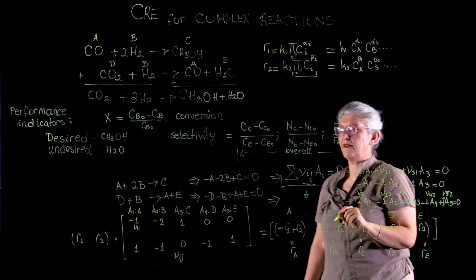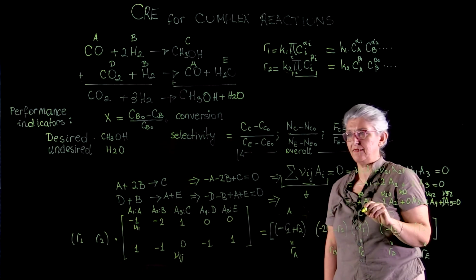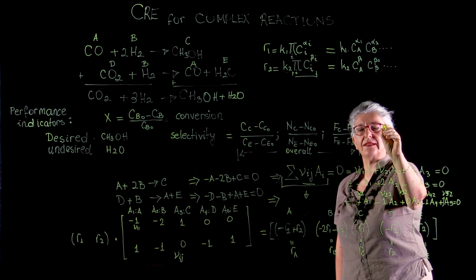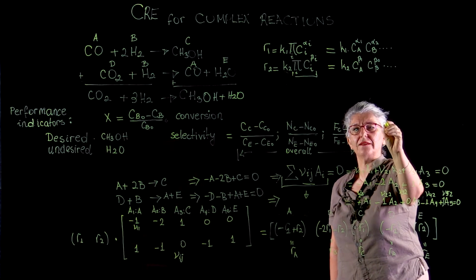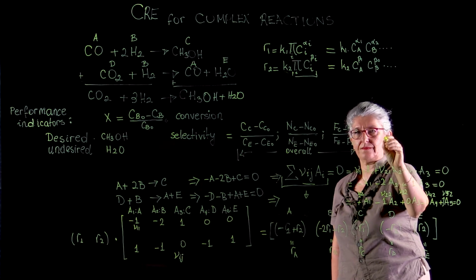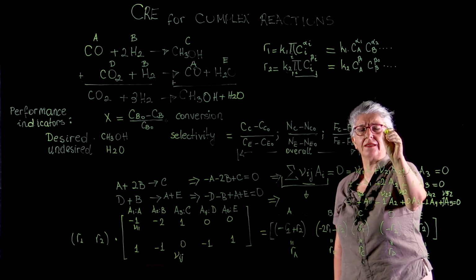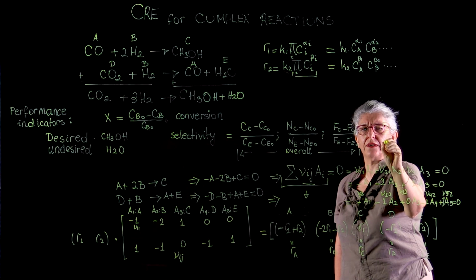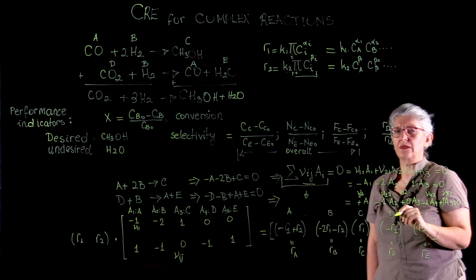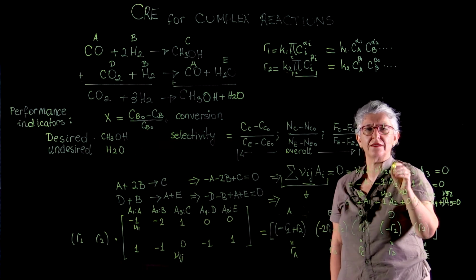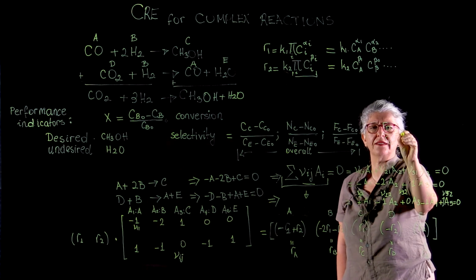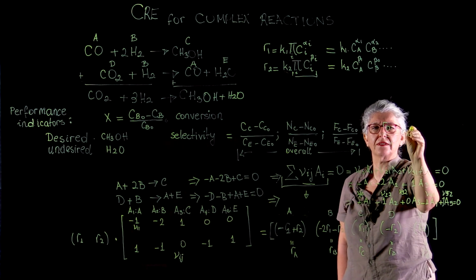Then we define the instantaneous selectivity, and it is related to the rates. RD over RU, the rate of the desired reaction to the rate of the undesired reaction. This is the instantaneous selectivity.